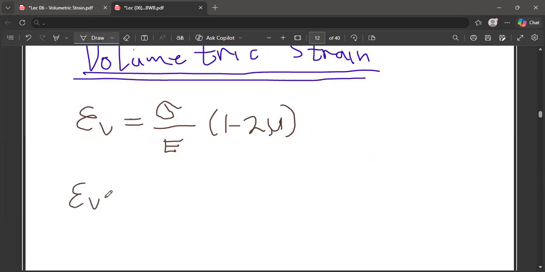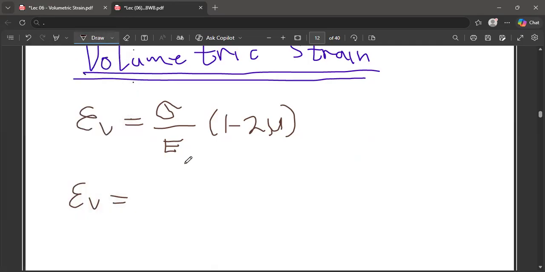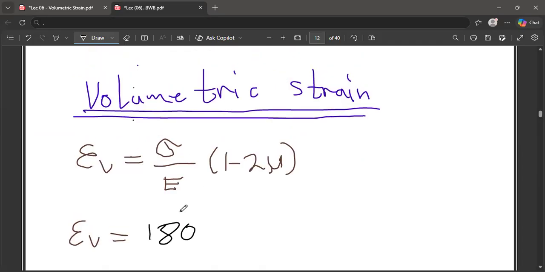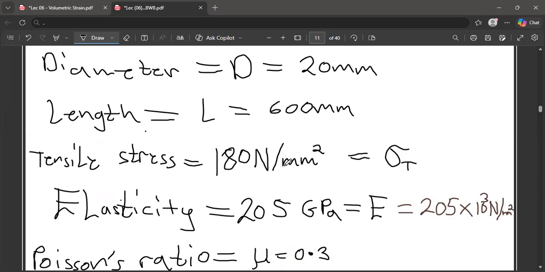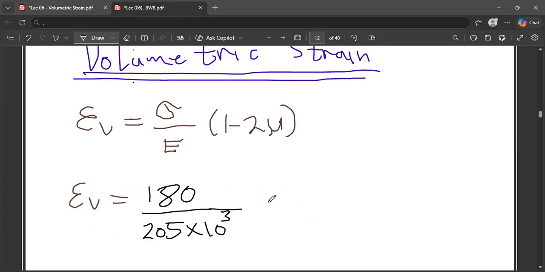So our volumetric strain is equal to, let's quickly do the substitution. We know the stress. The stress is 180, which we just calculated, and it was even given to us: 180 Newton per millimeter squared, all over the elasticity, which was 205 times 10 exponent 3. They all have the same units, so you see, they'll even cancel out. Multiplying 1 minus 2 mu.